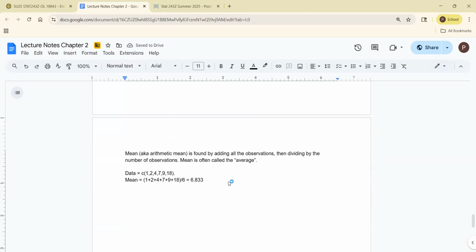The arithmetic center of the data, right, the balance point of the data, the mean is like the balance point of the data. If you had to balance your data distribution on a single point, you want that point to be right at 6.833, and it'll be balanced.